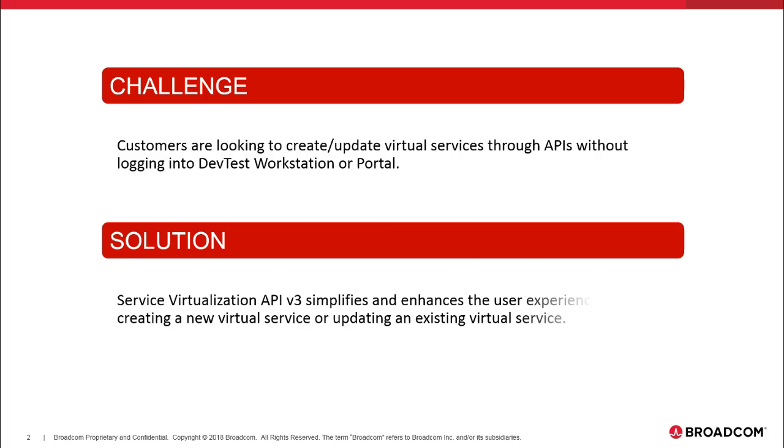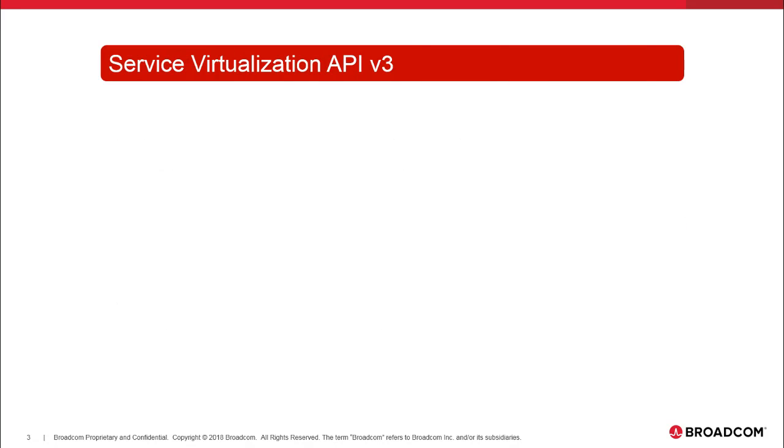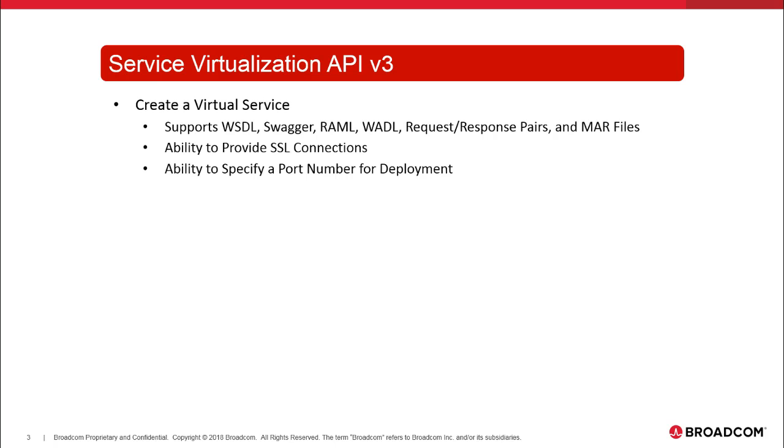So the solution is, starting with version 10.5, they've created an API called the V3 API that simplifies and enhances the user experience in terms of creating and updating virtual services. Okay? Let's look at what we are giving you as a part of this API. First thing is to create a virtual service. Of course, you can create virtual services through the portal or through the workstation.